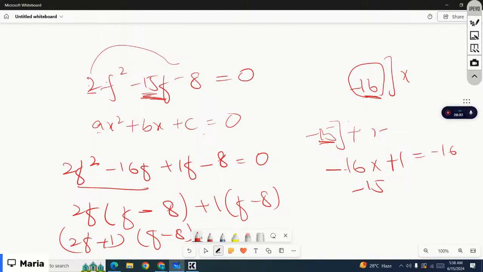Negative 16 times 1 is negative 16, which we need. And when you add negative 16 plus 1, it makes negative 15. So here are the factors. 2f square minus 16f plus 1f minus 8. So here you can take 2f common, you are left with f minus 8 ... here you can take 1 common, you are left with f minus 8. So the solution is 2f plus 1 and f minus 8.